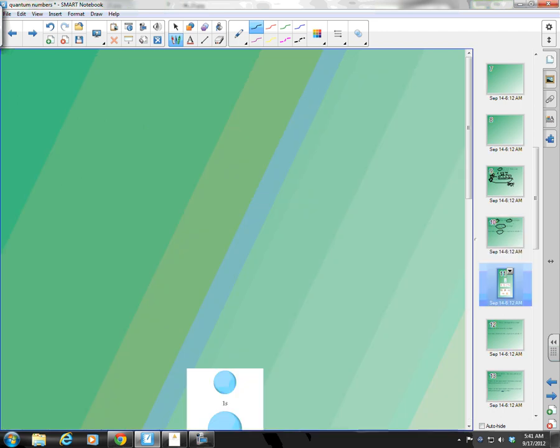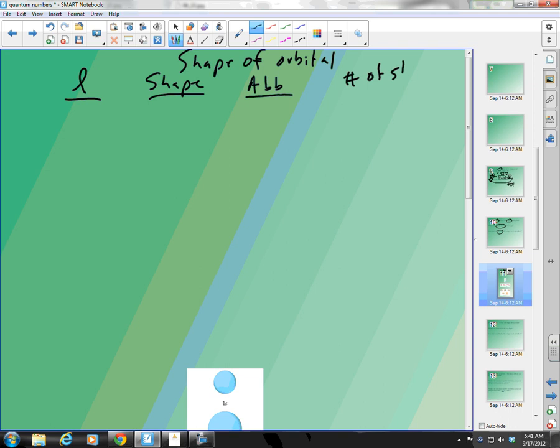So here we go. I said that L had to do with the shape of the orbital. And how is that the case? Well, let's write down some values of L: L, and then shape, and then abbreviation, and then the number of the shape at a given n, at a given level, right? Good. So what did we say?